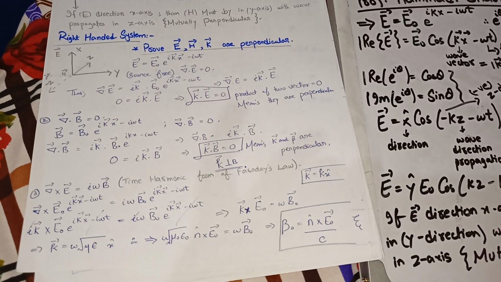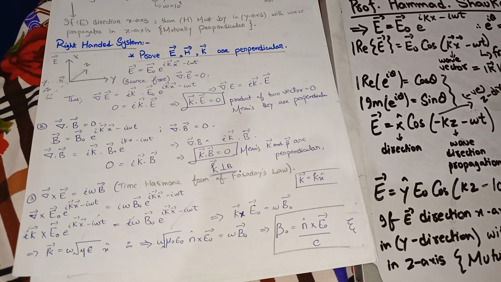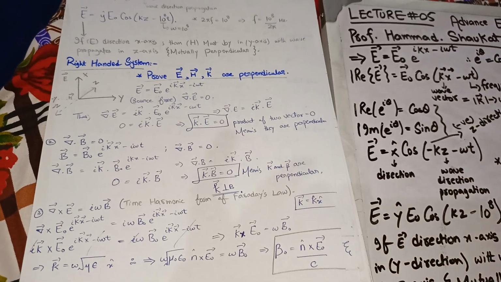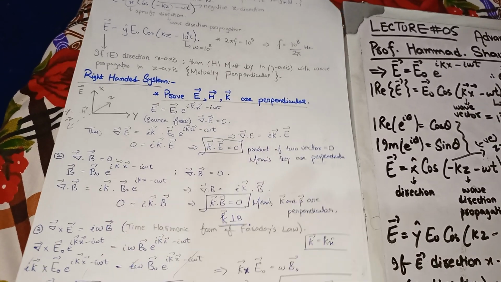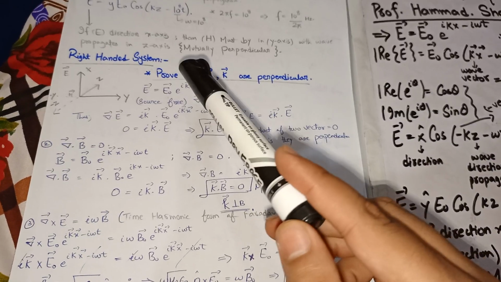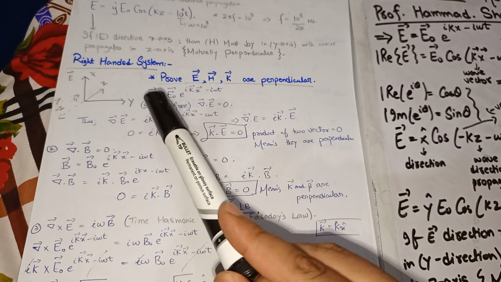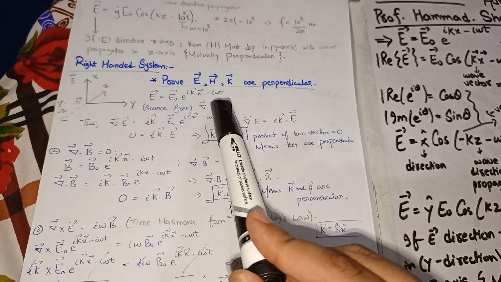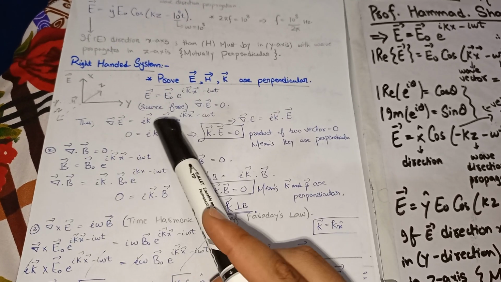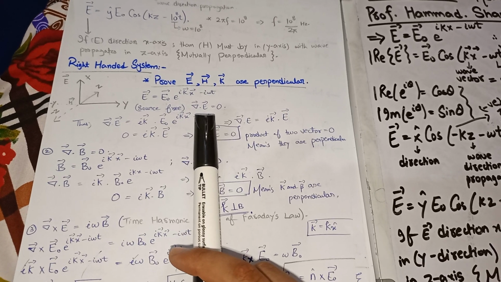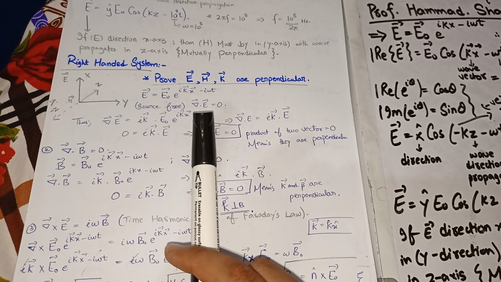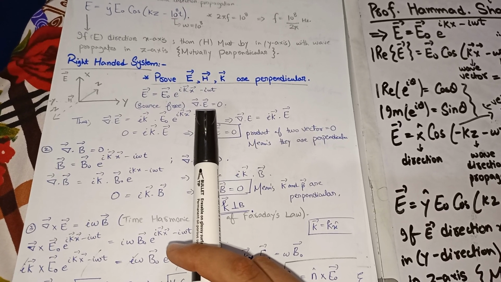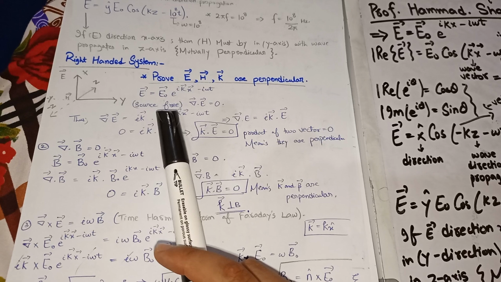Basically, now there is a proof. You have to prove that your electric field, your magnetic field, and wave vector k are perpendicular to each other. First of all, you already know that the electric field wave solution is E equals E naught e power iota kx minus iota omega t. In a source-free system, we already know that the divergence of the electric field is equal to 0.